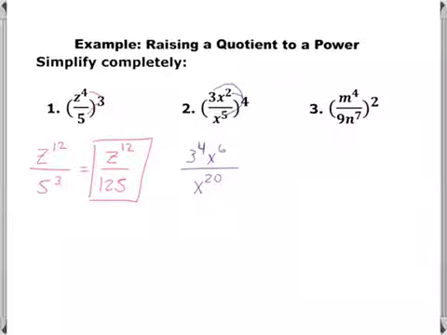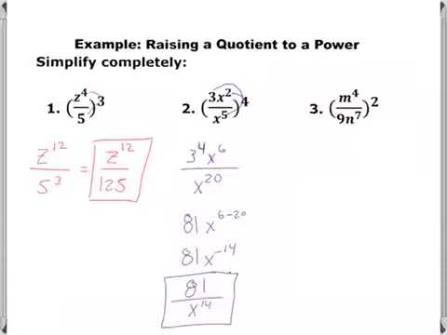So 3 to the 4th we can simplify, and that's going to be 81, and then we're going to subtract the exponents, so 6 minus 20, well, that's going to give us 81x to the negative 14th power. I don't want negative exponents, so I'll drop the x underneath, and I end up with 81 over x to the 14th power.